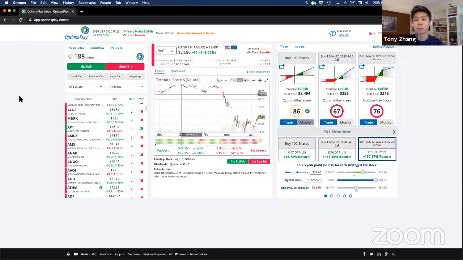Is there an ideal options play score? No, there isn't an ideal options play score. An options play score is just your risk to reward ratio. So is there an ideal risk to reward ratio? The answer is no. You just want to know what your risk to reward ratio is.